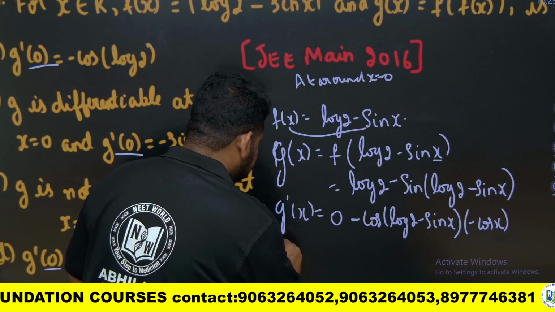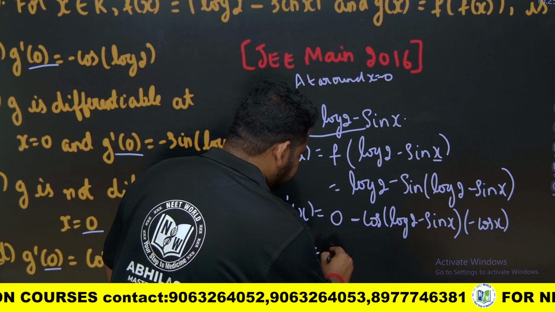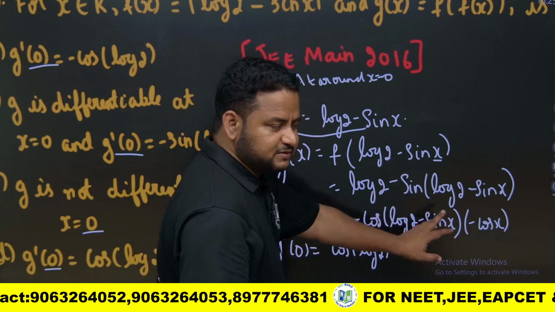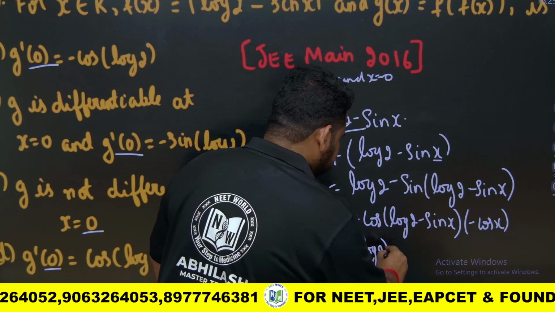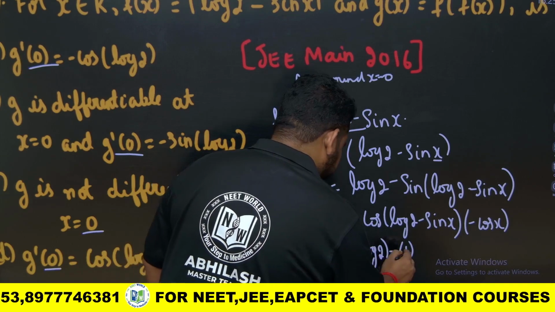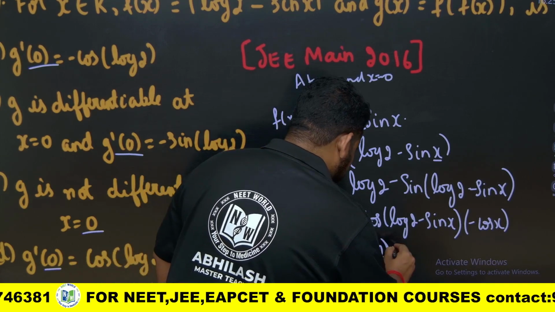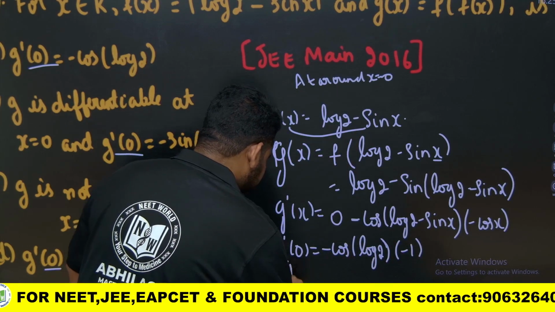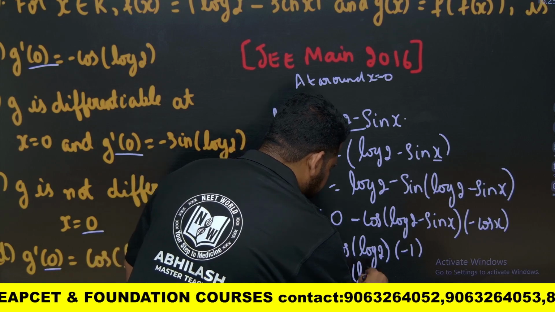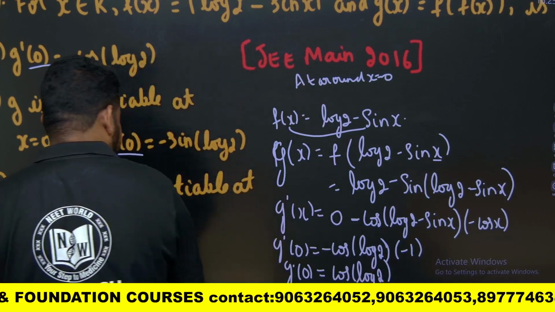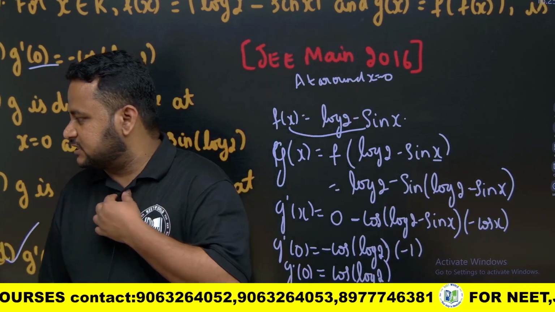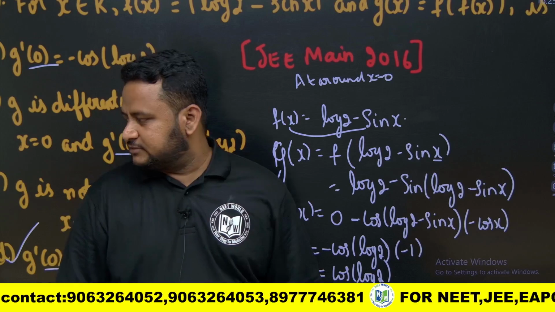Now, if I put in g dash of 0, the 0 term is gone already. So, I get cos of log 2, because sin 0 is 0 itself, and then minus cos 0. Cos 0 is nothing but equal to 1. So, minus into minus will become plus. So, g dash of 0 is equal to cos of log 2, that is option D. Option D is the correct answer, friends. Is it clear?